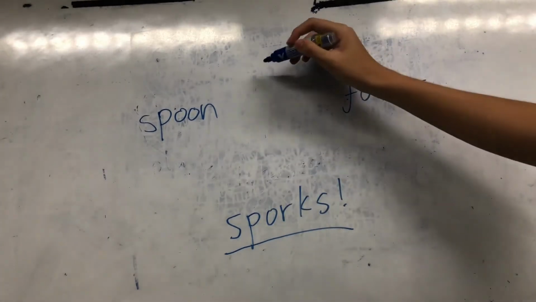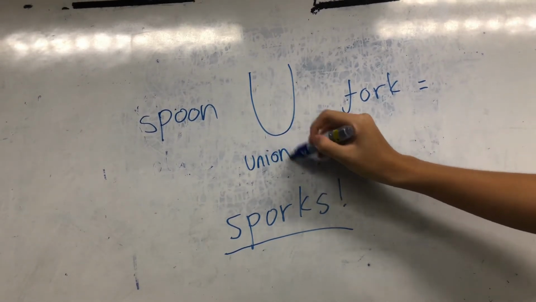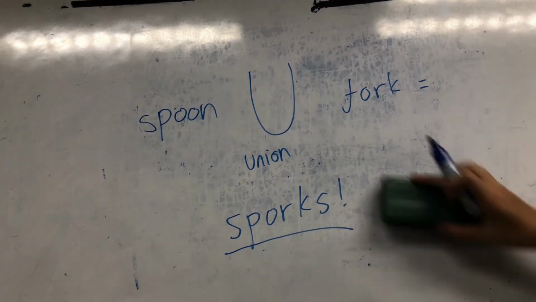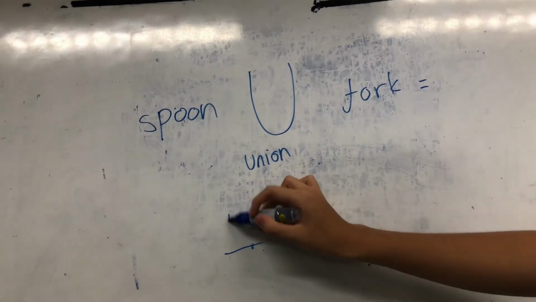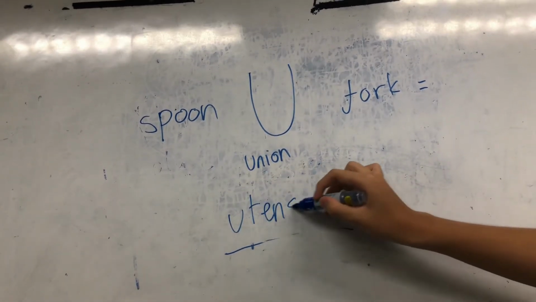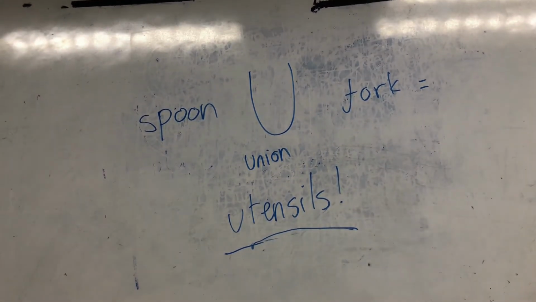Another notation is the union or OR notation, which looks like a U. This produces a set containing the elements of two or more sets. For example, if you have a set of spoons and we have another set of forks, the union between the two sets is a set of all utensils containing spoons and forks.